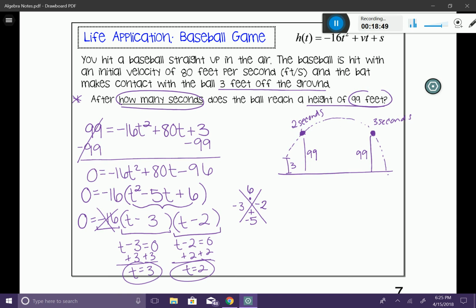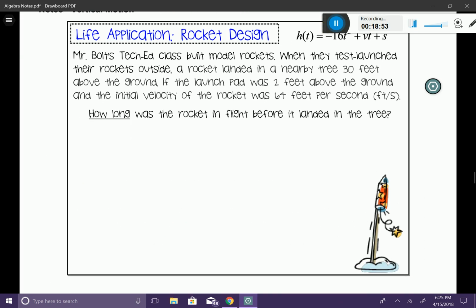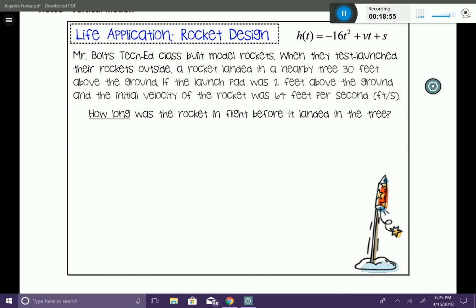Okay, I have one more, and this is actually my favorite question. All right, the life application here is just a rocket design. So Mr. Bolt, he has a tech ed class, and they build model rockets. When they test launched their rockets outside, a rocket landed in a nearby tree, 30 feet above the ground. If the launch pad was 2 feet above the ground and the initial velocity of the rocket was 64 feet per second, how long was the rocket in flight before it landed in the tree?